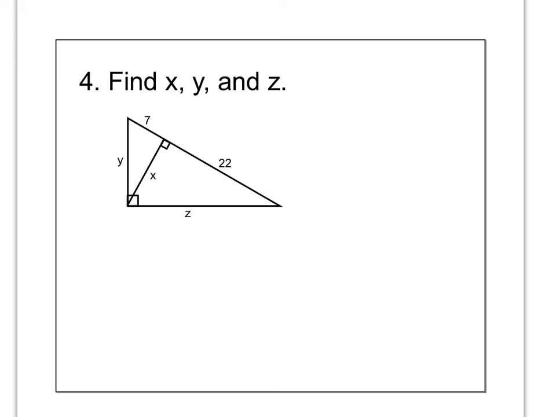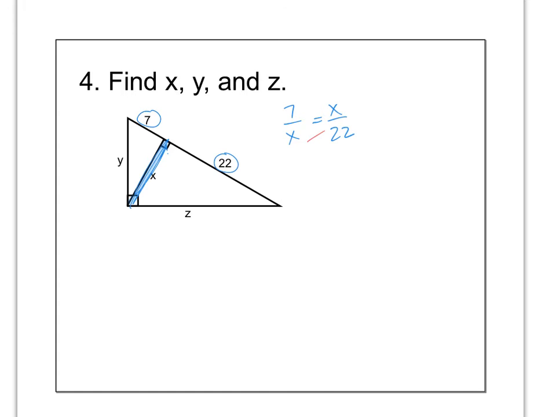Please find x, y, and z. So pause your video and give this one a try. So the altitude of this big triangle is this blue highlighted line. And that will be the geometric mean between 7 and 22. So you want to go 7 over x equals x over 22. You use that height of the triangle twice, kitty corner from itself.